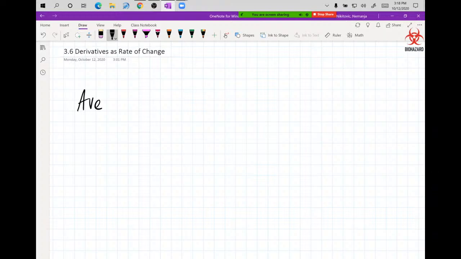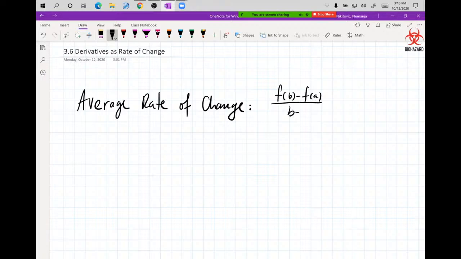average rate of change is your good old calculus concept, which you either had as f of b minus f of a divided by b minus a. You can also do this as f of x plus h minus f of x divided by h. So either one of these two. And that was your average rate of change. So that's your algebra, right?